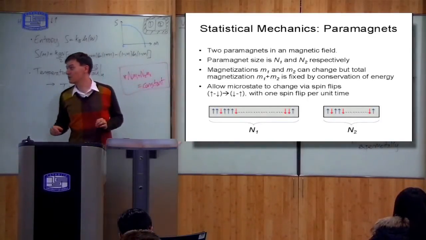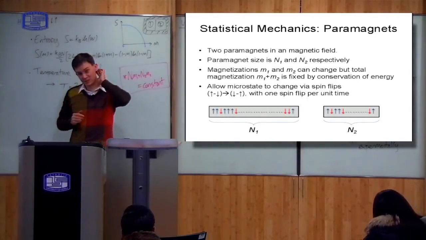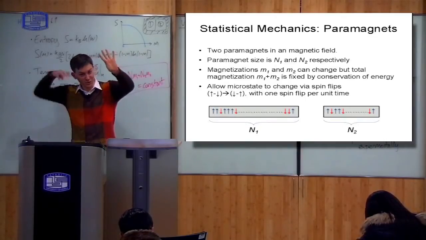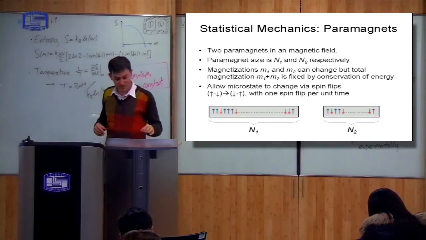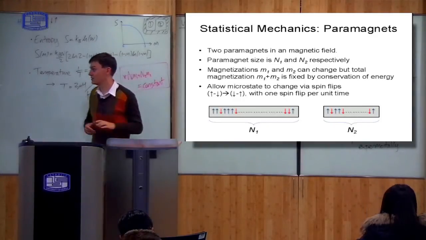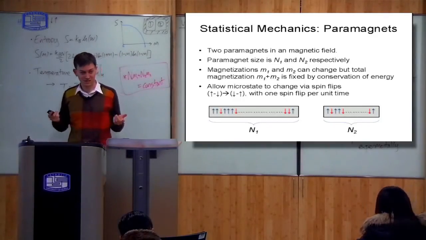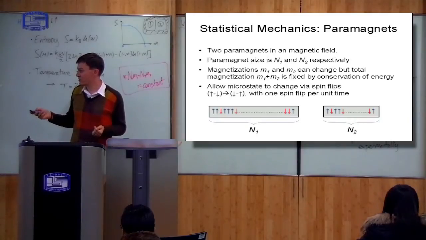Okay, so the magnetizations can change, but the total number of up spins and the total number of down spins should stay the same. Right? So, how can the microstate change? Well, I suppose that the following thing is possible.